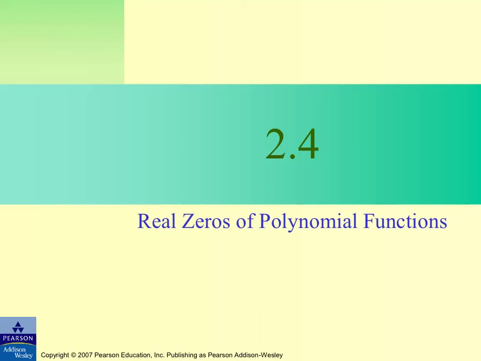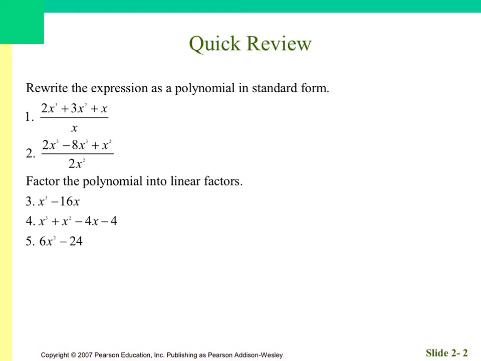Alright guys, today's goal: the learner will be able to find real zeros of polynomial functions. So it says rewrite the expression as a polynomial in standard form. Remember, standard form is highest degree to lowest degree, so what can we do here? So you'd get 2x squared plus 3x plus 1.